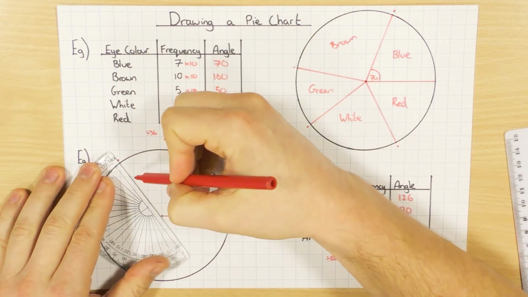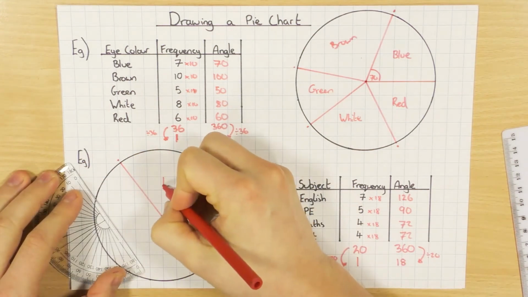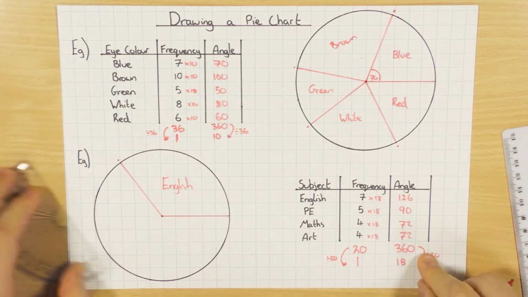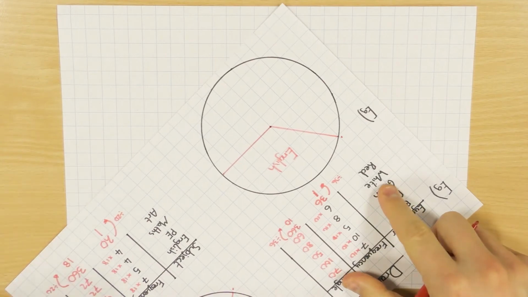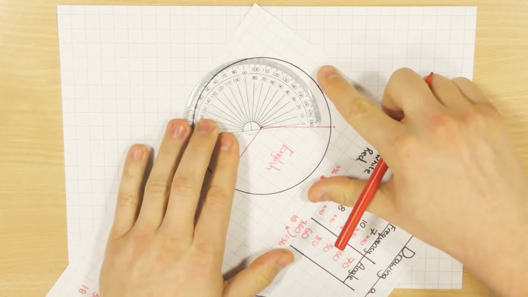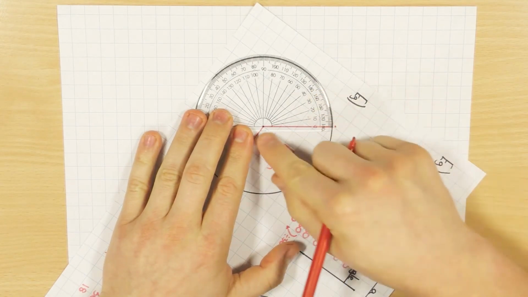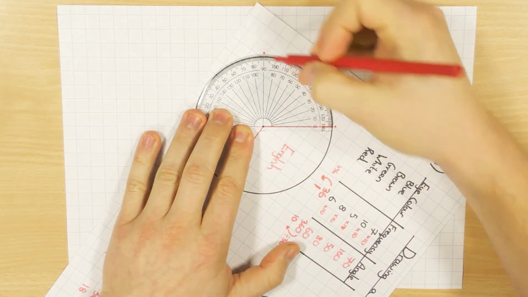So lining it up. And that was English for the subject. Okay, so again, I'm going to turn my pie chart round, and we've got 90 degrees for maths. So turn it around so it's horizontal. Point on the circle, line up there, again inside. So 0 all the way to 90.